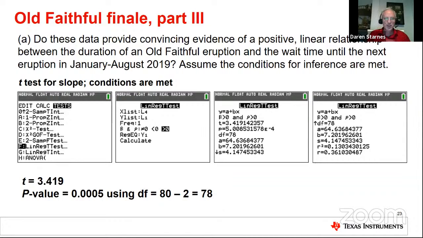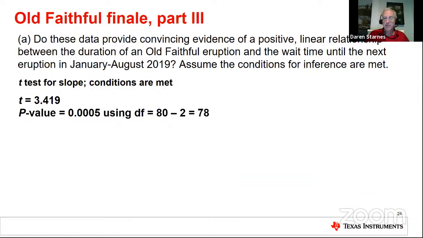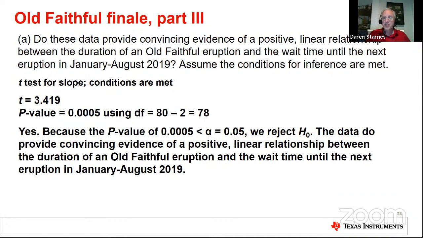So it is important that students see a couple of these where the p-value goes e negative 4 or worse, and don't get thrown off by that. So the p-value is pretty small. According to our criterion of using a 0.05 alpha level, let's say, the p-value is much, much smaller than that. So we're going to reject our null hypothesis of no linear relationship. And so that means the data do provide convincing evidence of a positive linear relationship between the duration of an Old Faithful eruption and wait time until the next eruption.